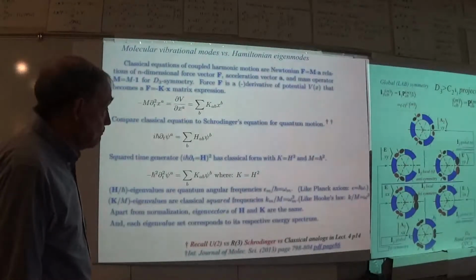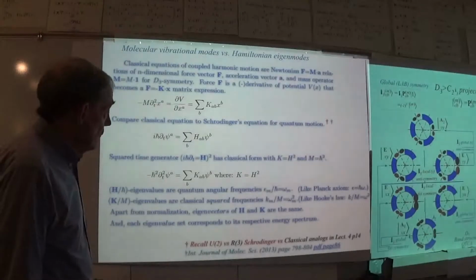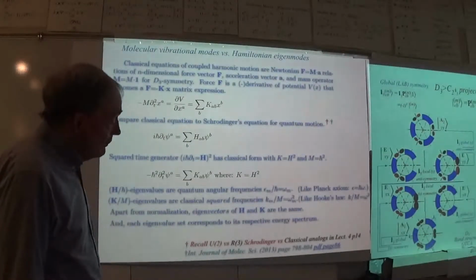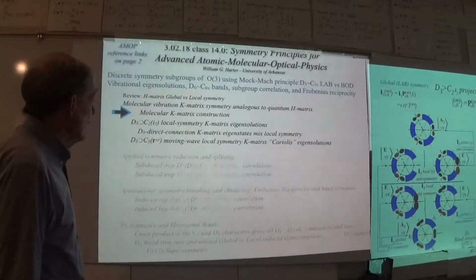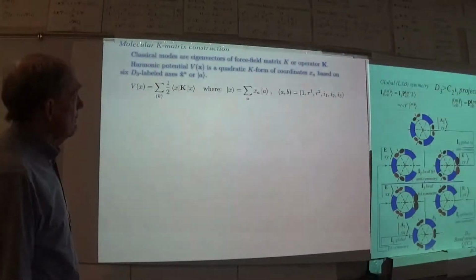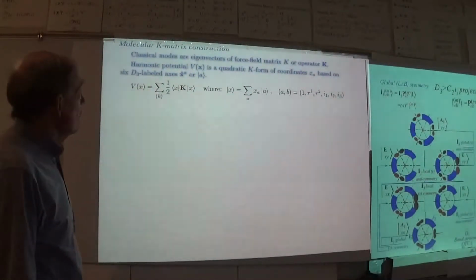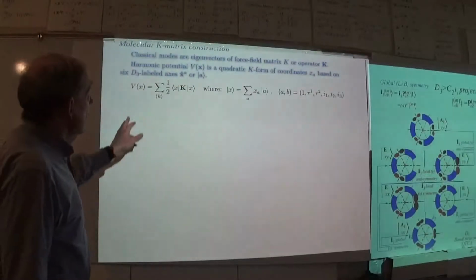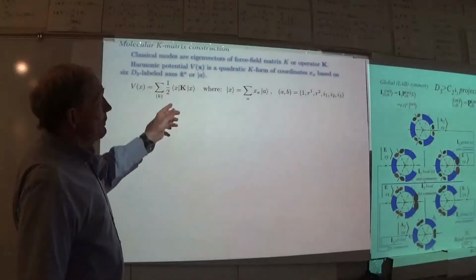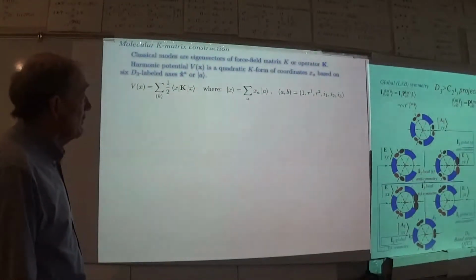Okay, so each eigenvalue corresponds to its respective energy spectrum, but what does that mean? What we really mean is that we're going to be mixing the modes and looking at the beats. Okay, so we have a potential here that's a sum, and we're using Dirac notation now for a classical system.